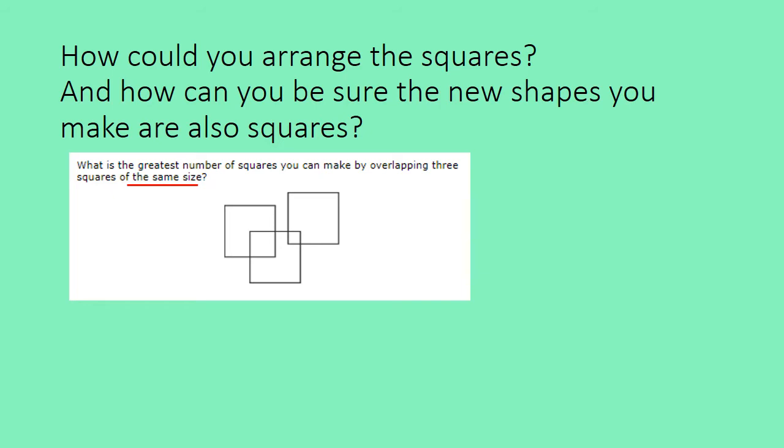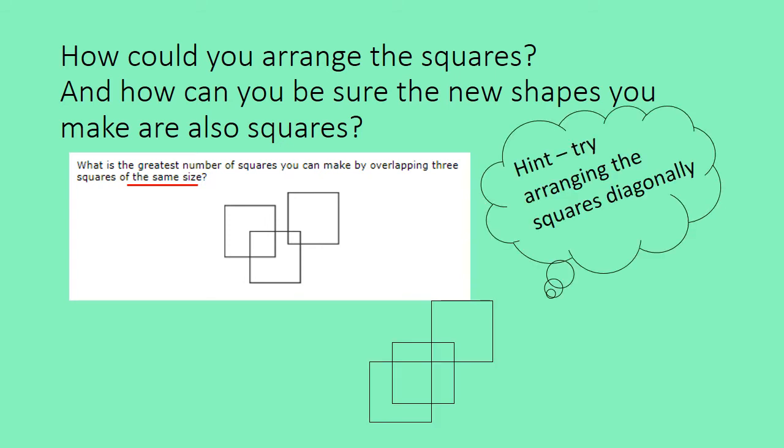A couple of questions to have a think about. How could you arrange the squares? Would you put them in a vertical line, a horizontal line, a diagonal line? Would you have one in the middle and two going out? And how can you be sure the new shapes you make are also squares? If you've got some squared paper, that would really help with this problem. Pause the video and start having a try to arrange your squares and thinking about this problem.